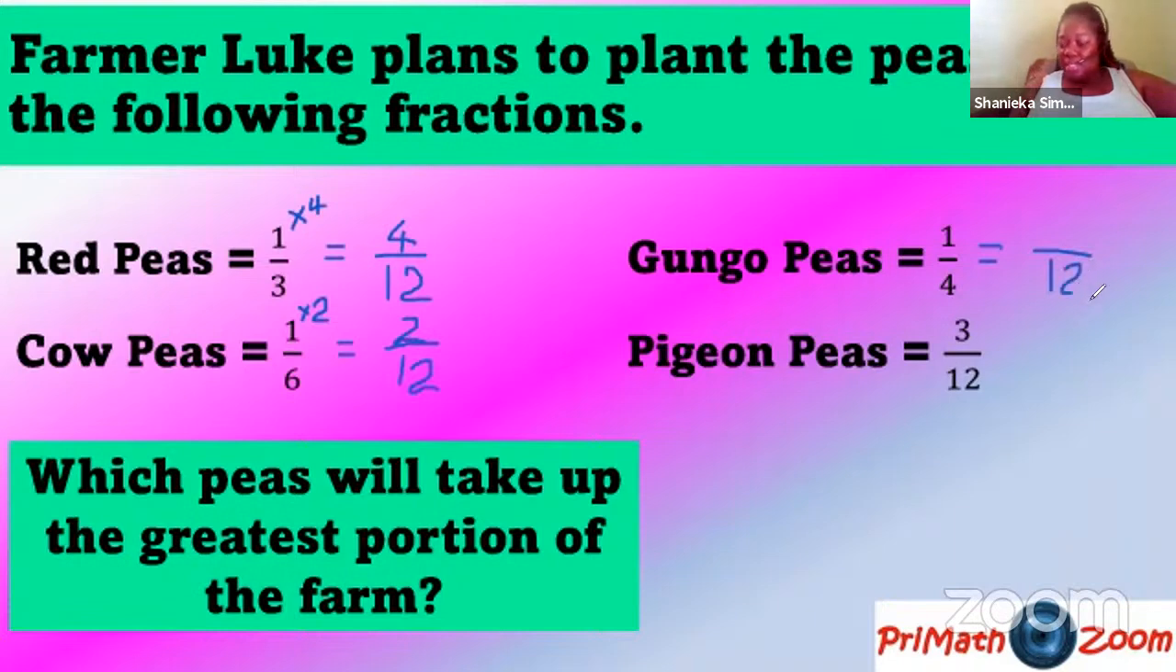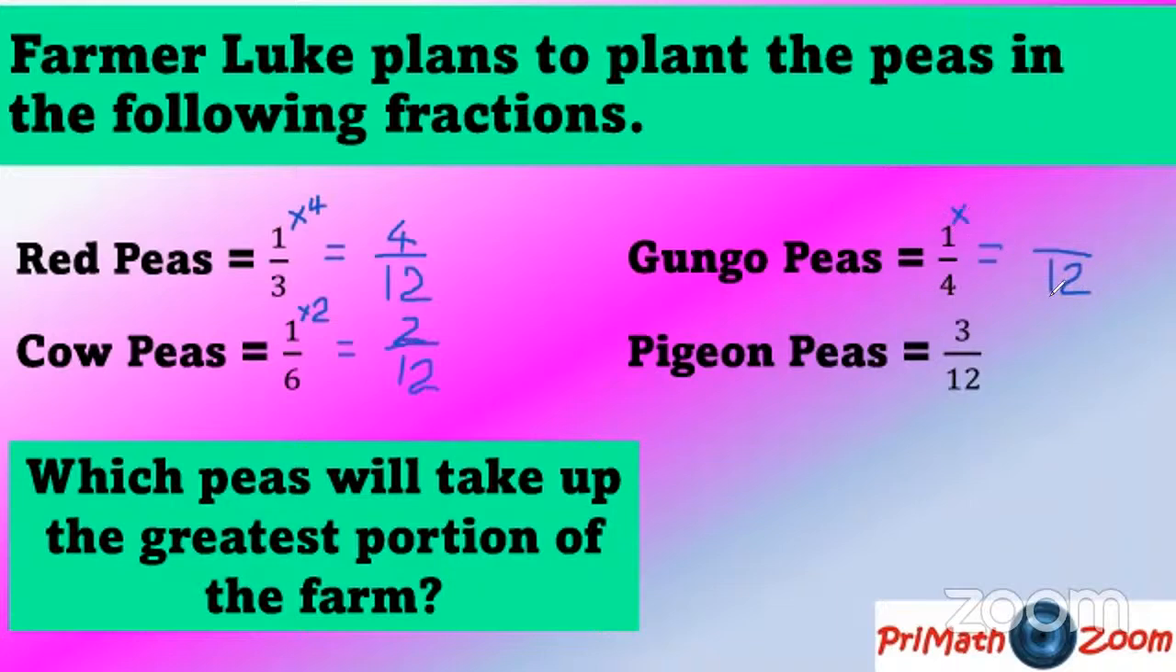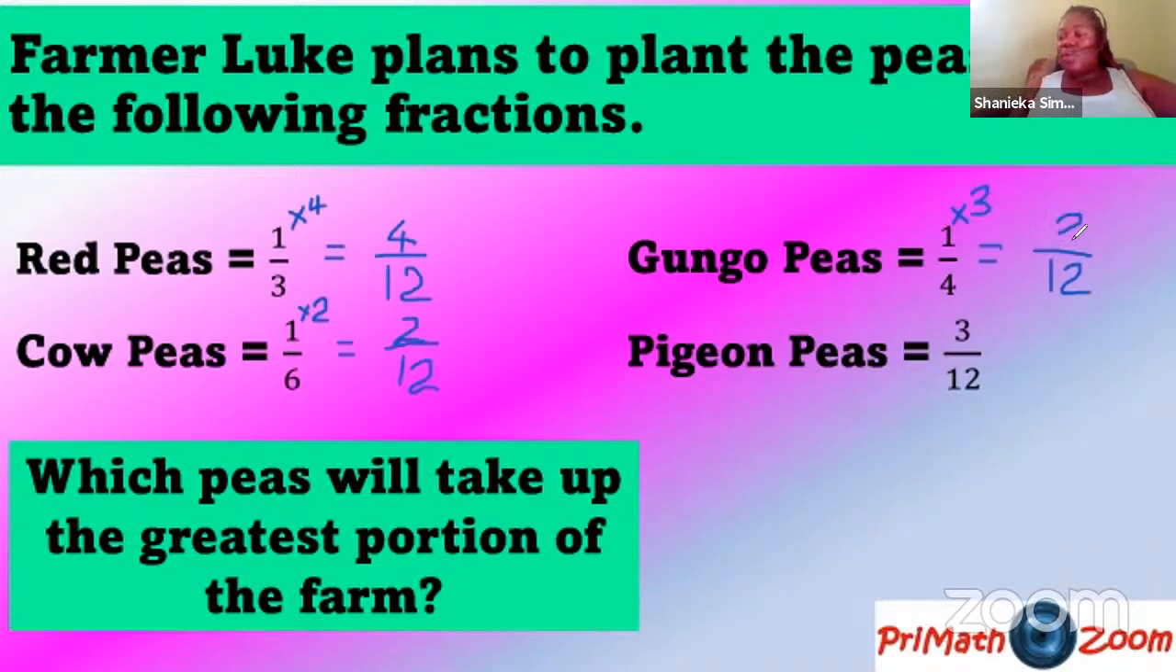So I see a lot of persons there saying 3 12s. And let's see if we are correct. So we will say 4 divided into 12 goes, help me out, Jamari. Miss, 4 into 12 goes 3 times. Good. So we multiply our 3 times 1, and that gives us 3. So definitely 3 12s is the correct answer, guys. Great job. What about the pigeon peas?